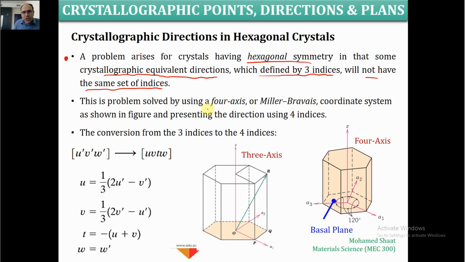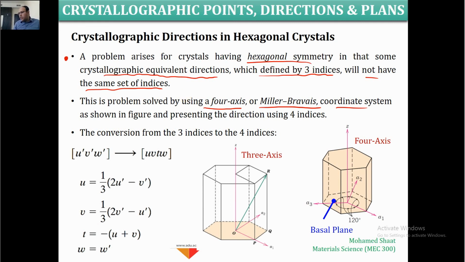How can we fix this one? It is better to use 4 axes, known as the Miller-Bravais coordinate system, instead of the conventional coordinate system for hexagonal crystals only. For hexagonal crystals, some of the crystallographic directions which should be equivalent will not give the same set of indices when defined by 3 indices, and we end up with trouble. You would not be able to judge whether they are equivalent or not if you represent these directions of the hexagonal crystal using 3 indices. To fix this problem, we have to use 4 indices instead of 3 indices.